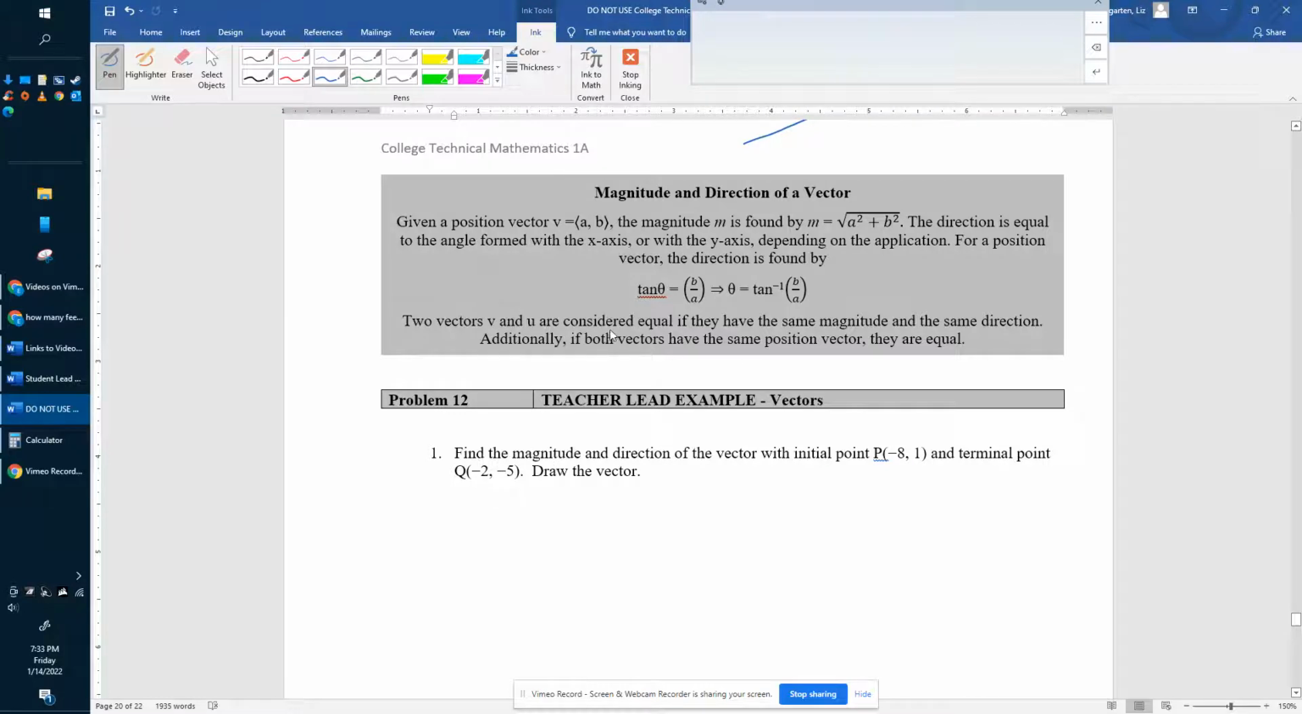Two vectors, v and u, are considered equal if they have the same magnitude and same direction. Additionally, if both vectors have the same position vector, then they are actually equal.